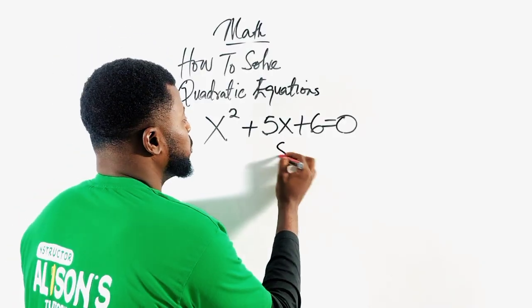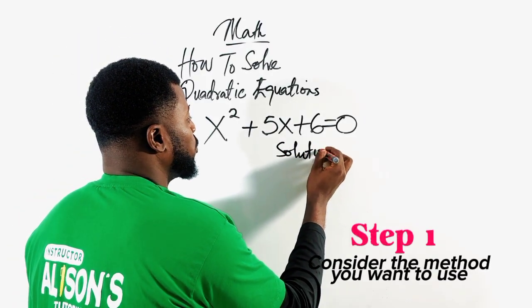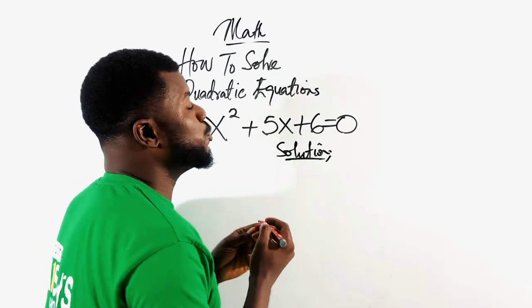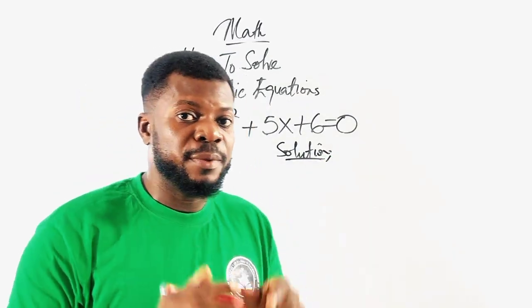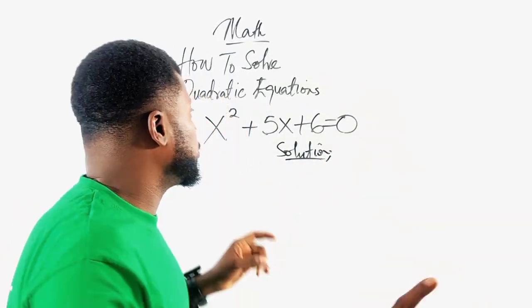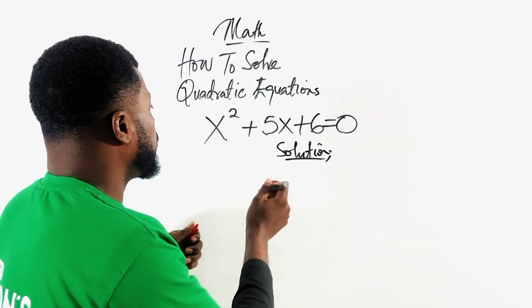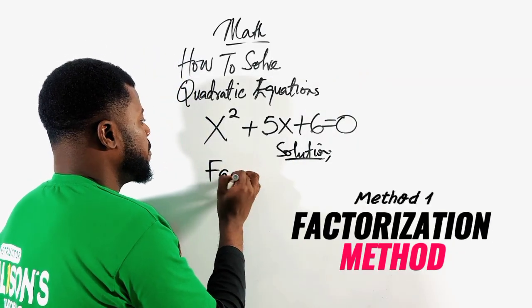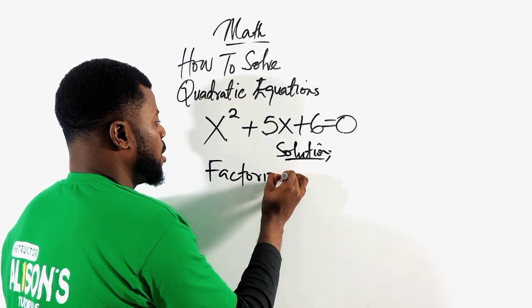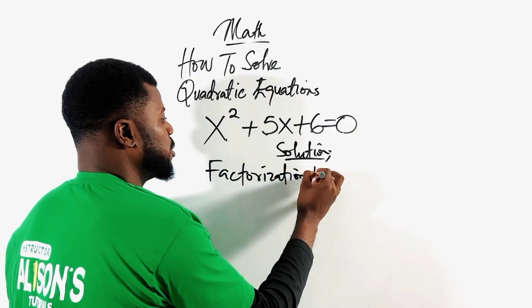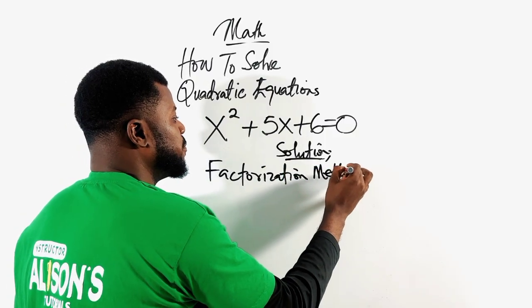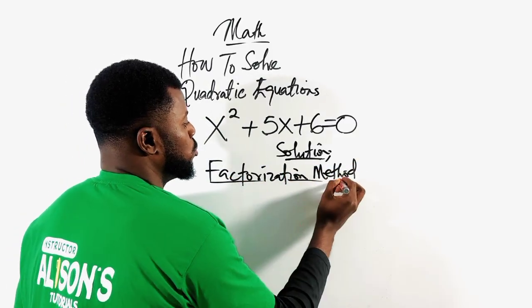So what do you do first when you see a question that says solve? Remember, they don't tell you the method to use. The first method I want to teach you for solving a quadratic equation is called the factorization method. If you know it from this video, don't forget to use it and do others.